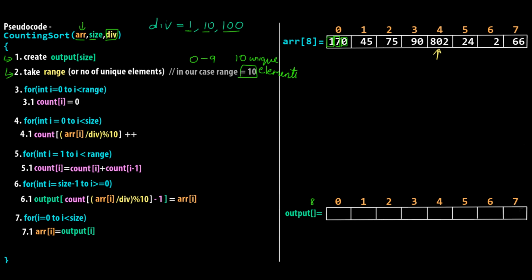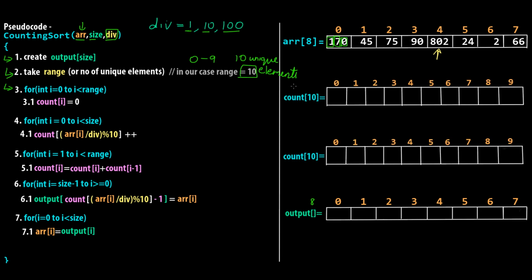Now why do we need this range? Because as you remember in counting sort, we have to create a count array which will be of the size range. So this is what the step 3 is. We are saying for int i equals 0 to i less than range, and we are creating a count array. I've not mentioned we have created a count array after step 2, but consider that we are creating a count array of the size of range and we are making all the values initially 0. So let's create that. So this is our count array of size 10, because that's our range, and range is the number of unique elements. We have 0 to 9, which means we have 10 elements. So our count array also becomes size 10.